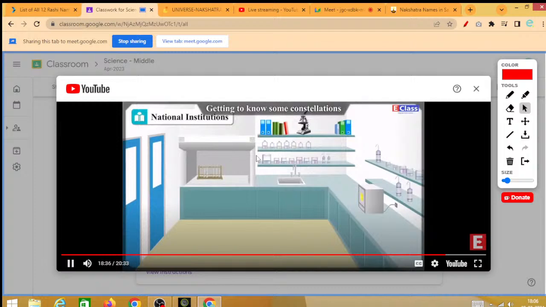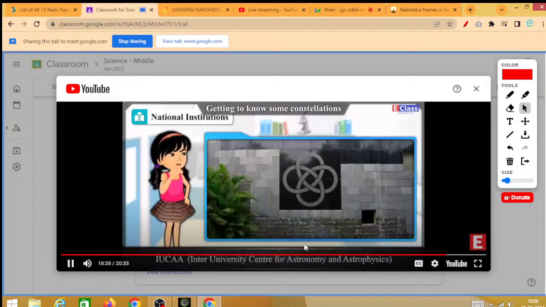National institutions. IUCAA. Where is this? Inter-University Centre for Astronomy and Astrophysics. Do you know where it is? Miss, I know. Where? Miss, 1 minute. It is written on the board also. It is in Pune only. Ah, it is in Pune only. Means you can come and we can visit it. We can take a trip.